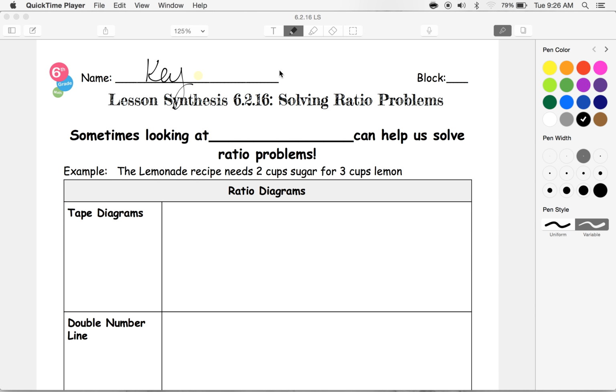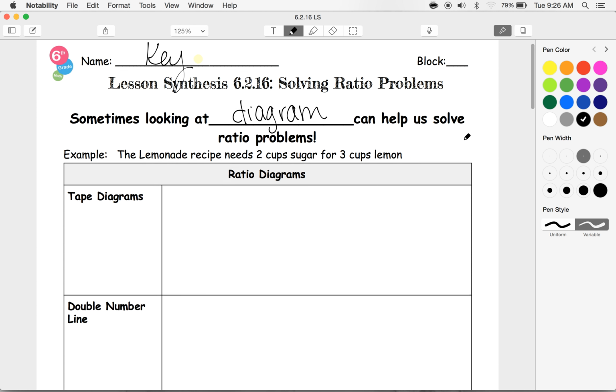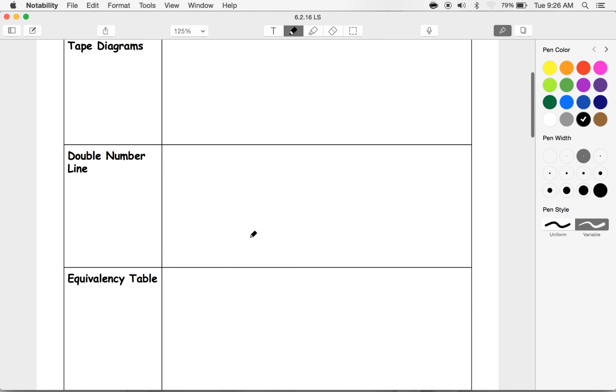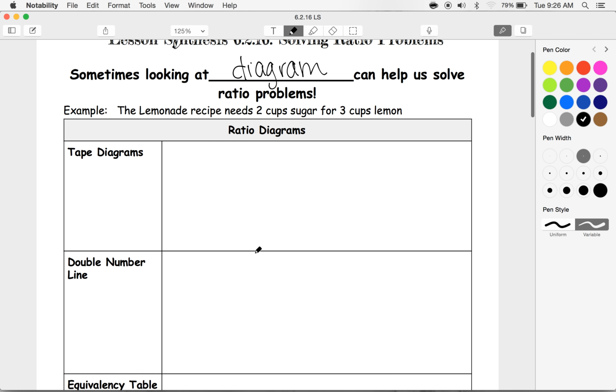All right, so today we're going to talk about all the different diagrams that we've been talking about for the past couple of days. So sometimes looking at a diagram can help you solve ratio problems. So we're going to take a look at the example. The lemonade recipe needs 2 cups sugar and 3 cups lemonade or lemon. And then we're going to just draw this into 3 different types: the tape diagram, the double number line, and the equivalency table, just to give us an idea of what the same situation would look like by each diagram.